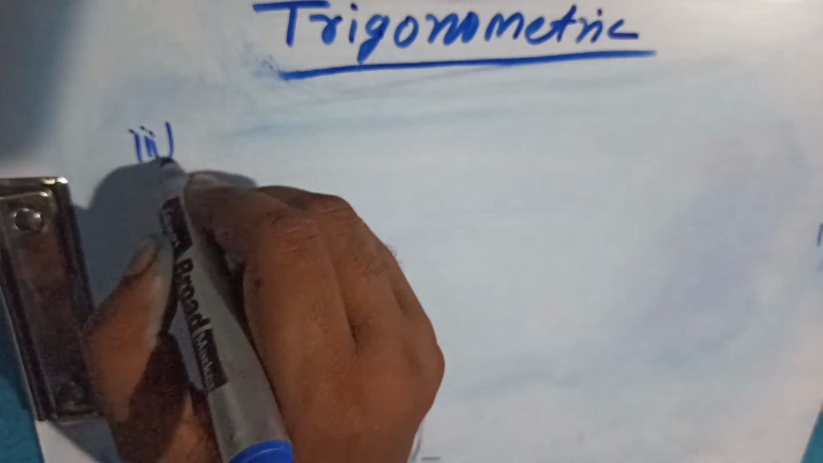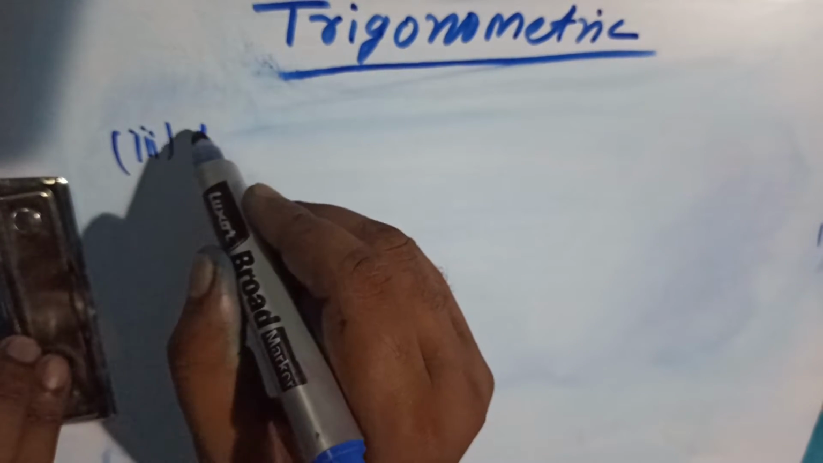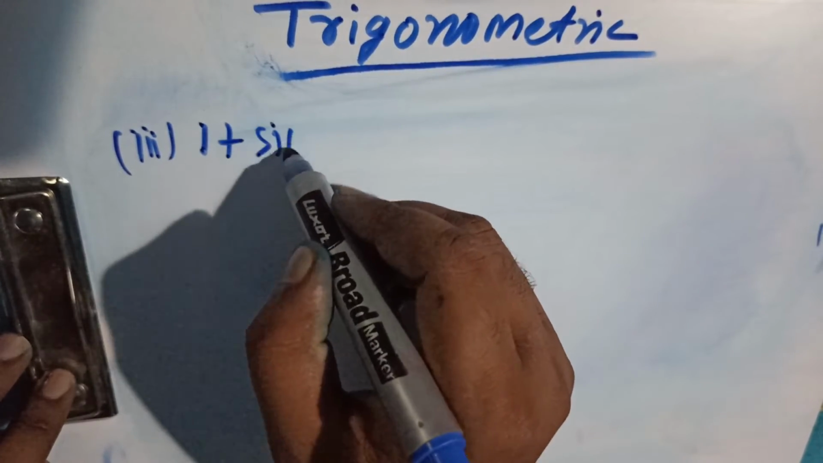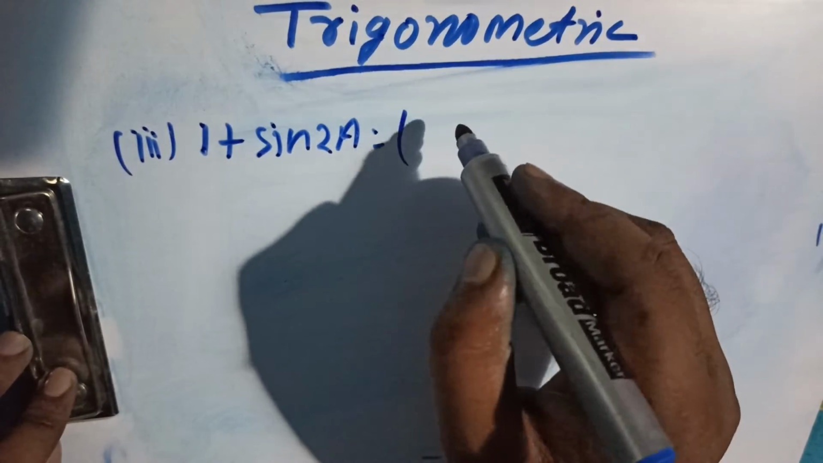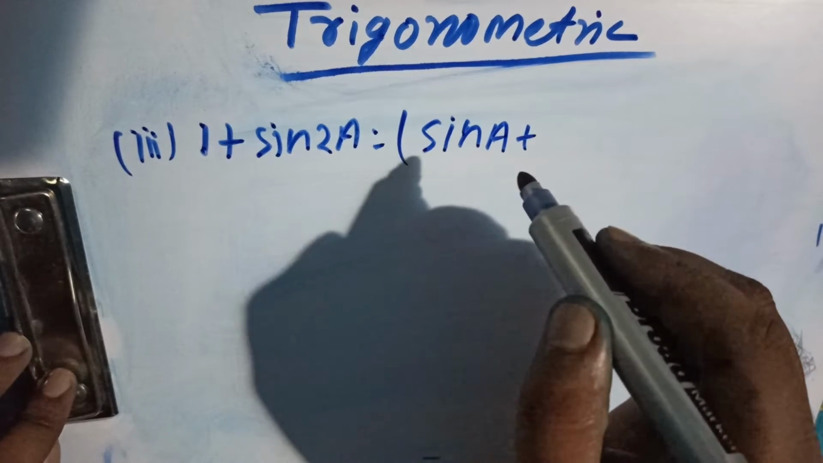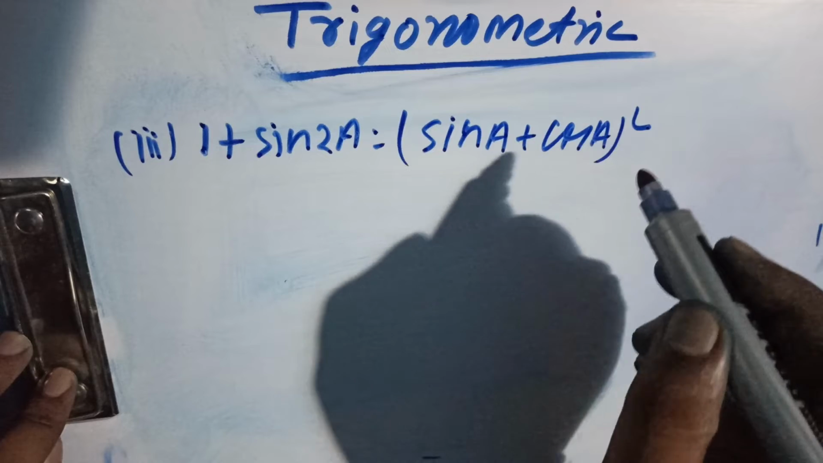Third formula, 1 plus sin 2a equal to (sin a plus cos a) whole square.